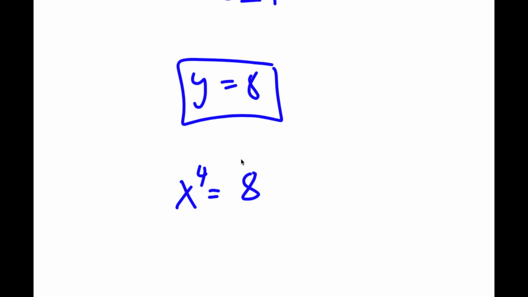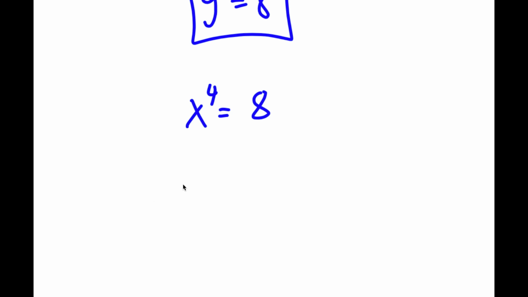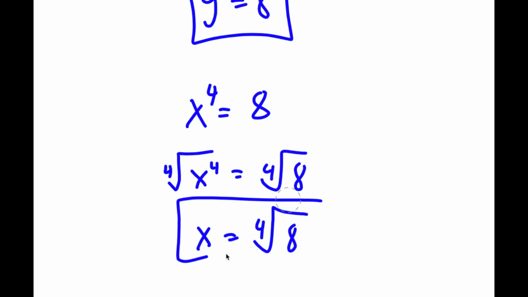So now to solve this, I'm going to take the fourth root on both sides. So now I have the fourth root of x to the power of 4 is equal to the fourth root of 8. The fourth root of x to the power of 4 is simply x, so I have x is equal to the fourth root of 8. So this is my answer.